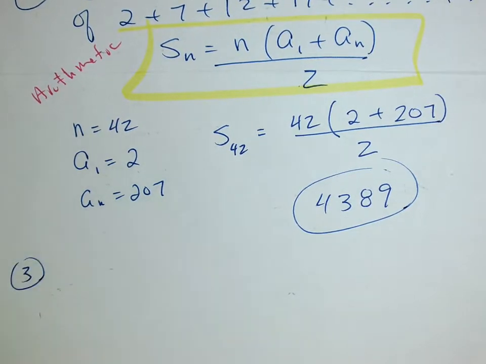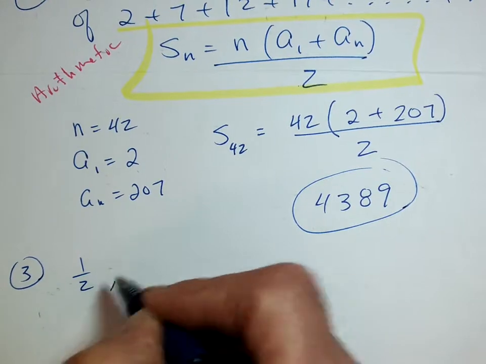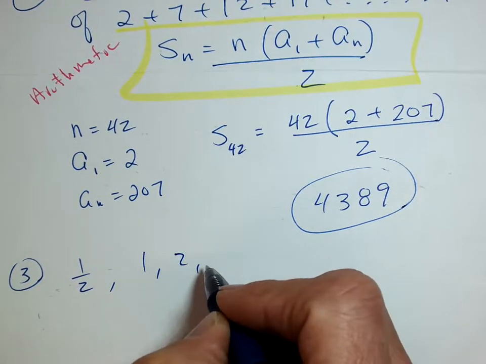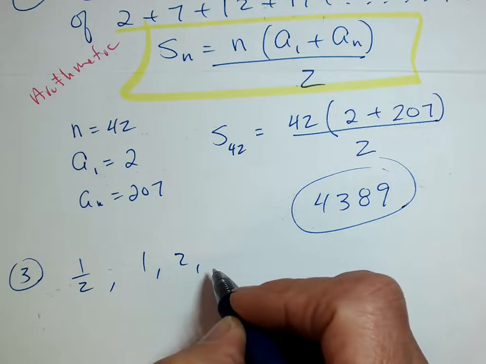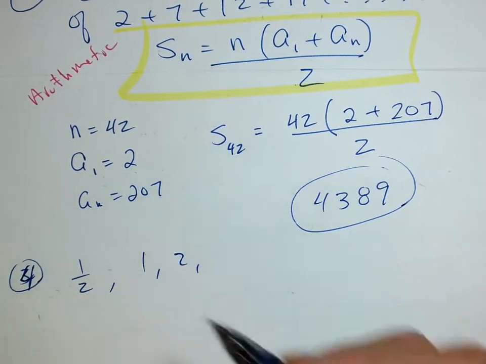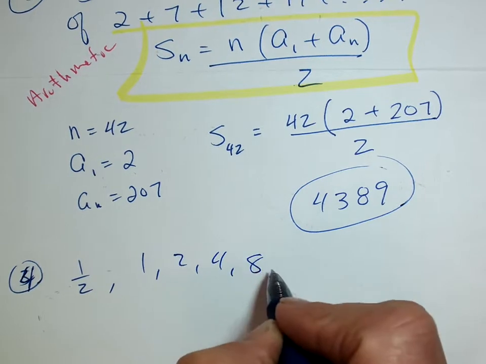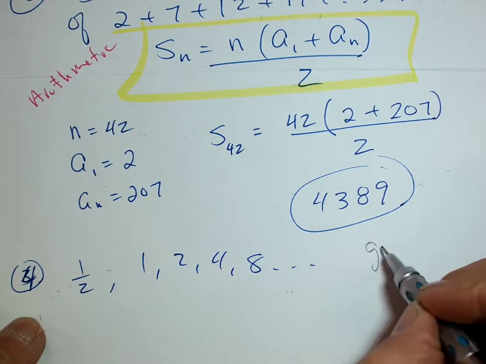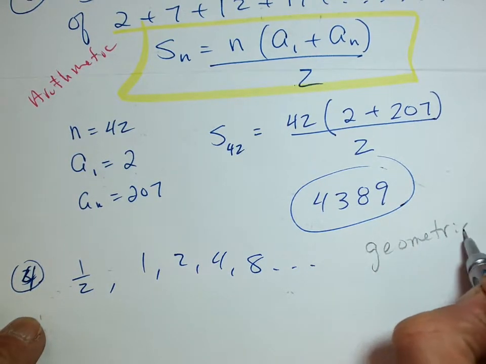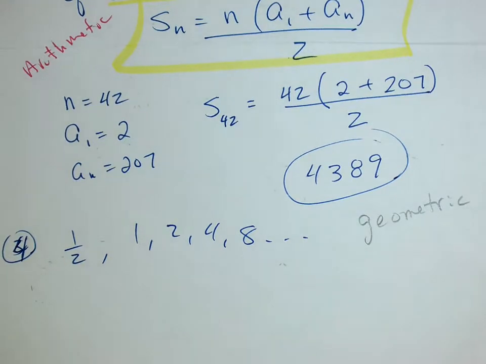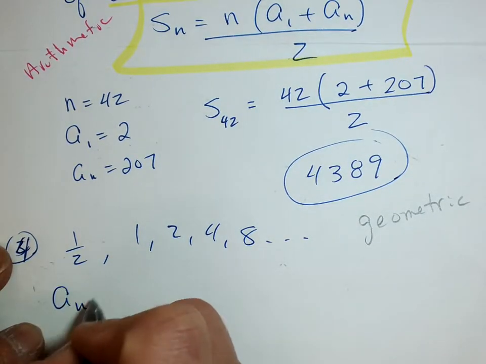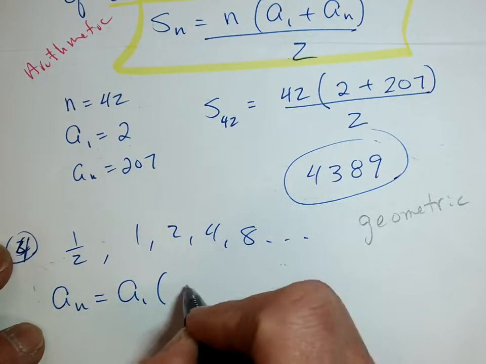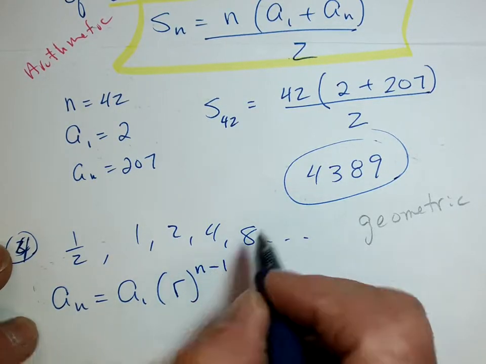Okay, number 3, the next one: 1/2, 1, 2, 4, 8, dot dot dot. Nikolai, you asked a really good question. Do you see the difference? This one's multiplying, isn't it? So this one's geometric. If it's geometric, we need a geometric formula. We need a of n equals a1 times r to the n minus 1 power. That's the formula I need.